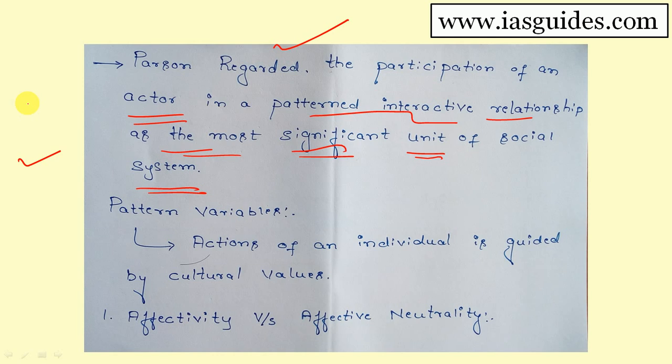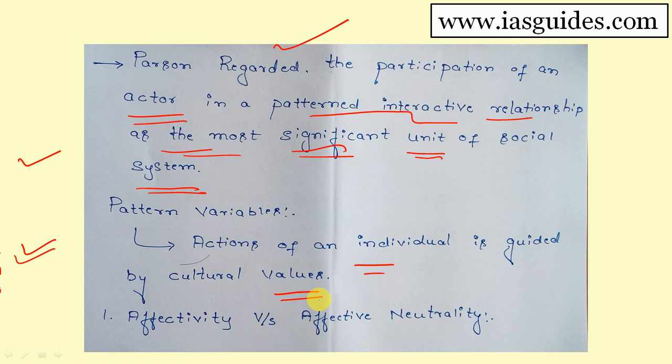Talcott Parsons also talks about the patterned variables which are present in the society. As said earlier, society is patterned, it is not haphazard. So he tells that the actions of an individual are guided by cultural values in the society. That is what patterned variables are. It is guided by the cultural values. Nobody performs actions haphazardly. Culturally constructed values will already be there, and according to that, the actor, that means an individual in the society, performs the actions.